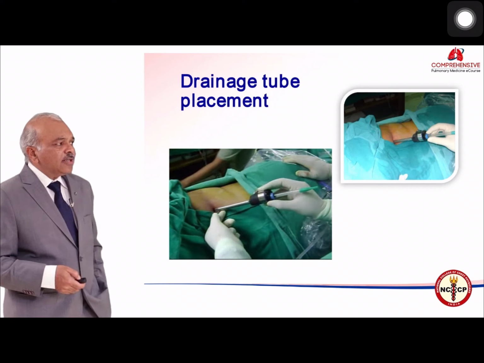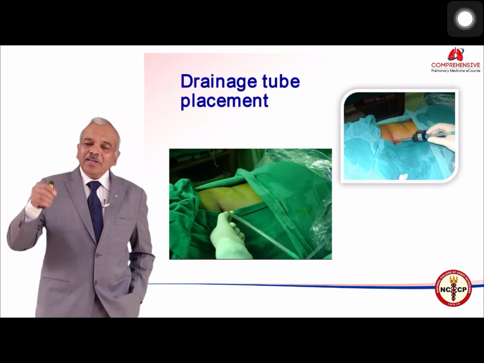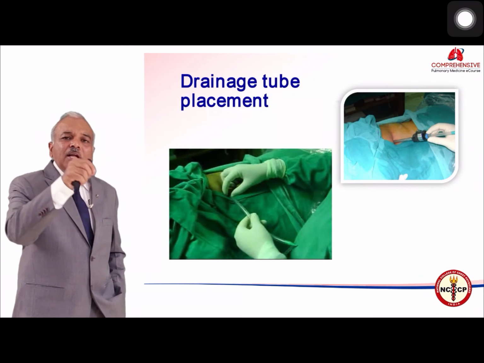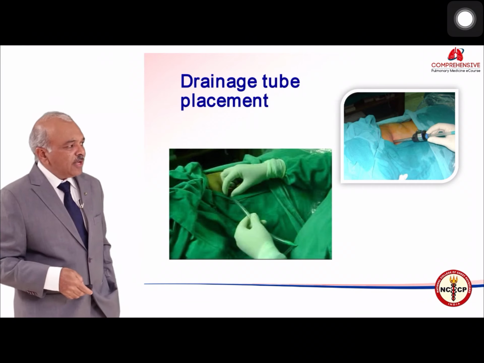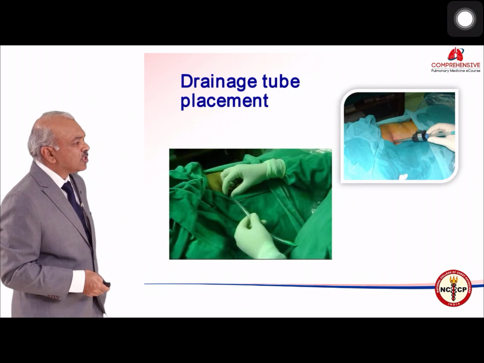Now once that is done, the tube can be placed. The other big advantage of thoracoscopy is that you can actually put your intercostal tube right into that posterior gutter where it should be, and the pleural tube is put there and connected to a water seal.